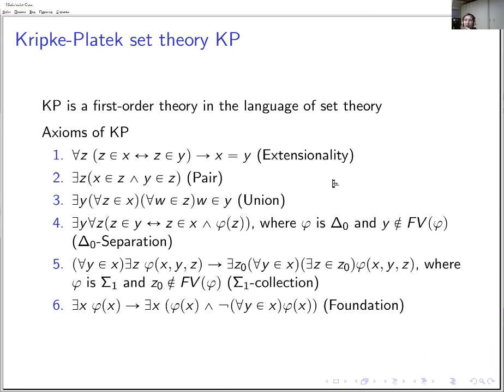Of course we have the axiom of extensionality, the axiom of pair. The axiom of pair says that for any sets x and y, there exists a set z such that both x and y are elements of z. Then we have the axiom of union, which basically says that given a set x, there exists a set that is the union of x.